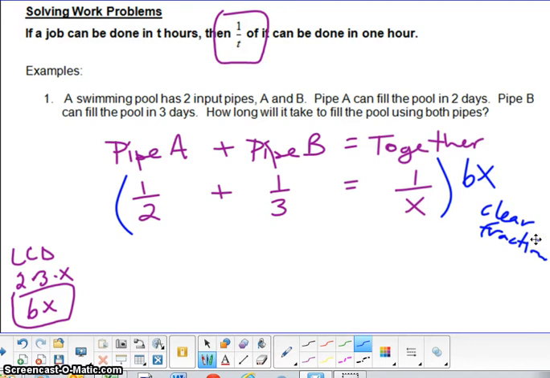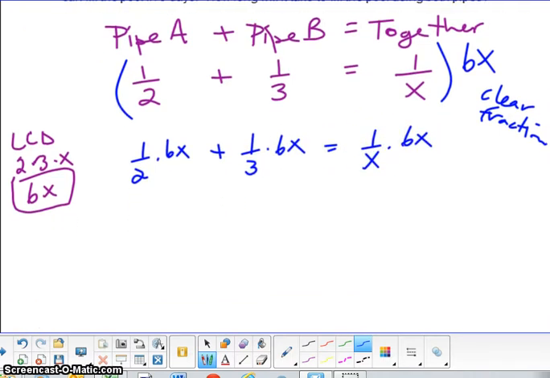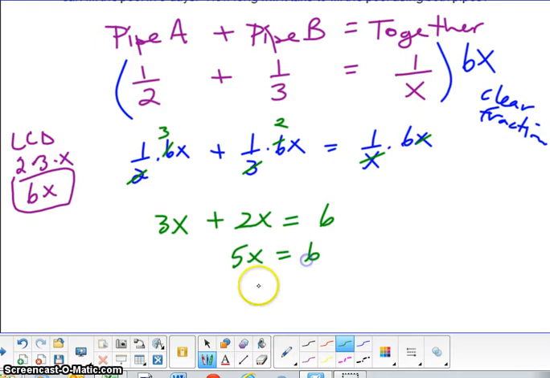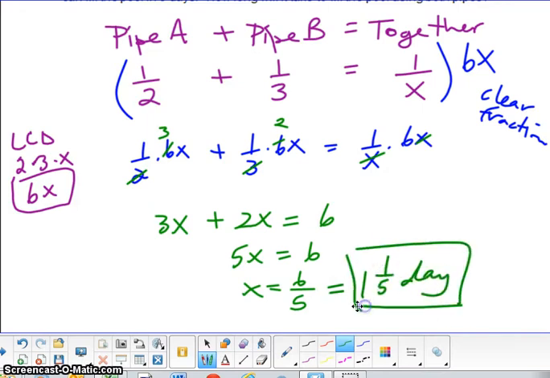So if we're multiplying everything by 6x, it would be 1/2 times 6x plus 1/3 times 6x equals 1/x times 6x. And when I cancel, 2 goes in there 3 times, leaving me with 3x. 3 goes into the 6 2 times, leaving me with 2x. And then x cancels, leaving me with 6. So when I add those together, I get 5x equals 6. x equals 6/5. To say 6/5 day is not really something that people say, so 1 1/5 days would be a little better, for both pipes filling up the pool.